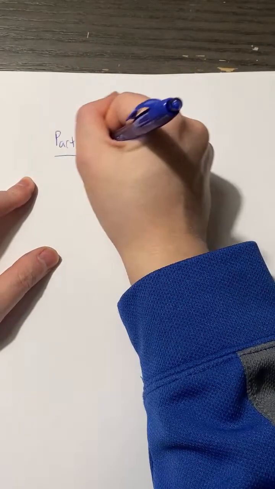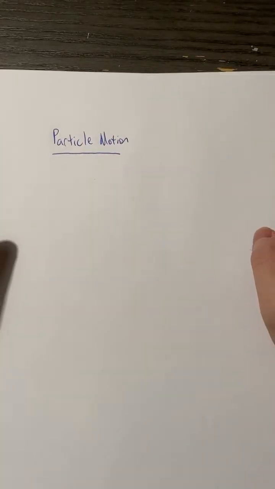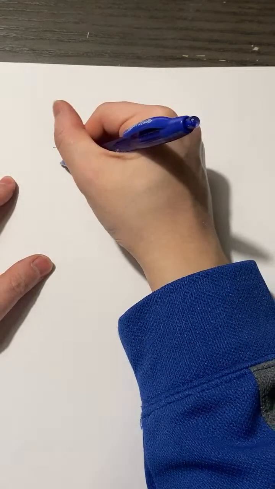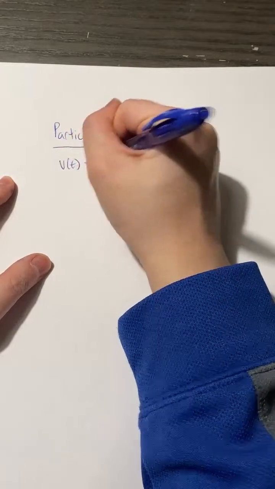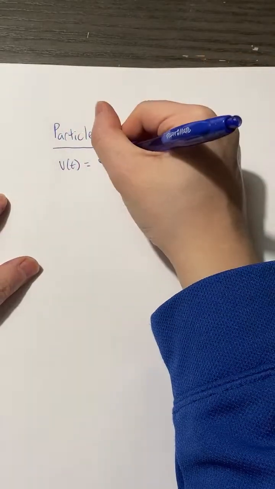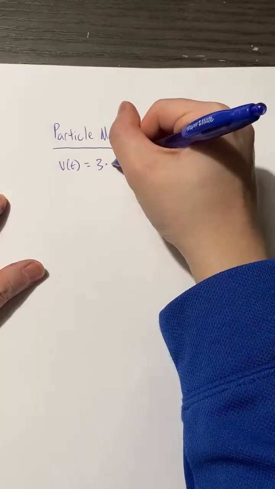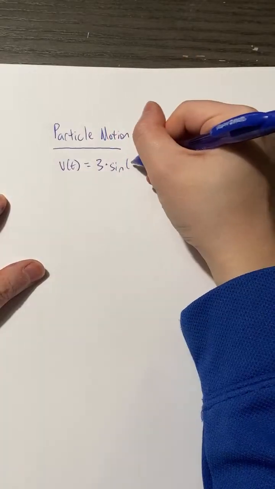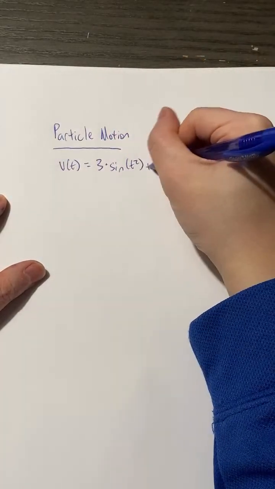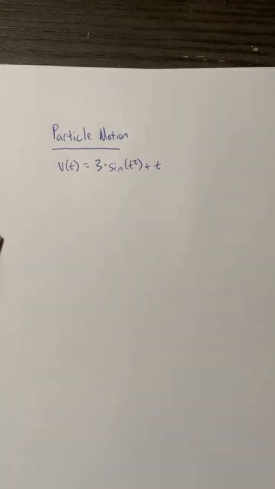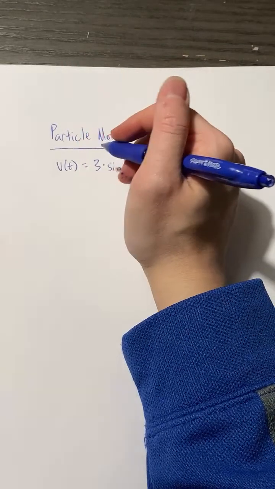So let's practice that. In a particle motion question, you're given 2 givens always. You're given a velocity. I'm not going to make this too crazy because I didn't really test out numbers today. So let's do sine of t squared or something plus t, whatever. And then you're also given an initial position.